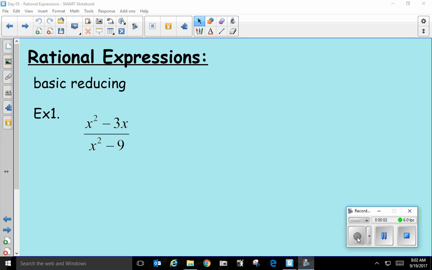Rational expressions. There are ways that we can deal with fractions, because fractions are really just a representation of division. We are taking x squared minus 3x, and we are dividing it by x squared minus 9.